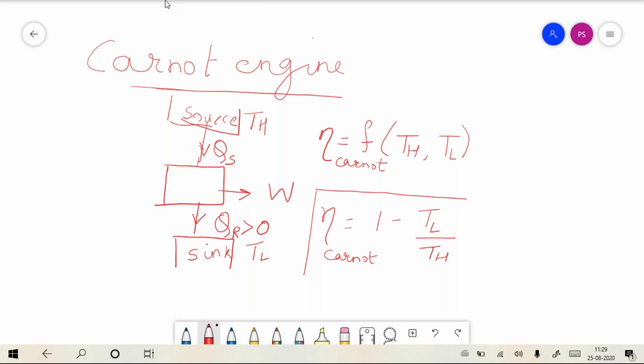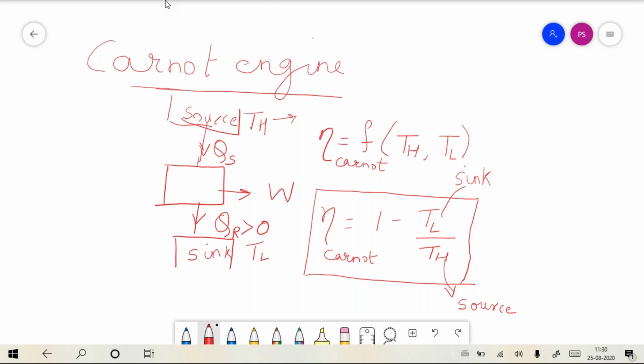You see that in this expression we do not find any term related to the working fluid. There is no term related to the working fluid. Only two terms are there: one is the temperature of the sink, and the other is the temperature of the source. So it's pretty easy to compute the efficiency of the Carnot engine by simply knowing two parameters: the source temperature and the sink temperature.